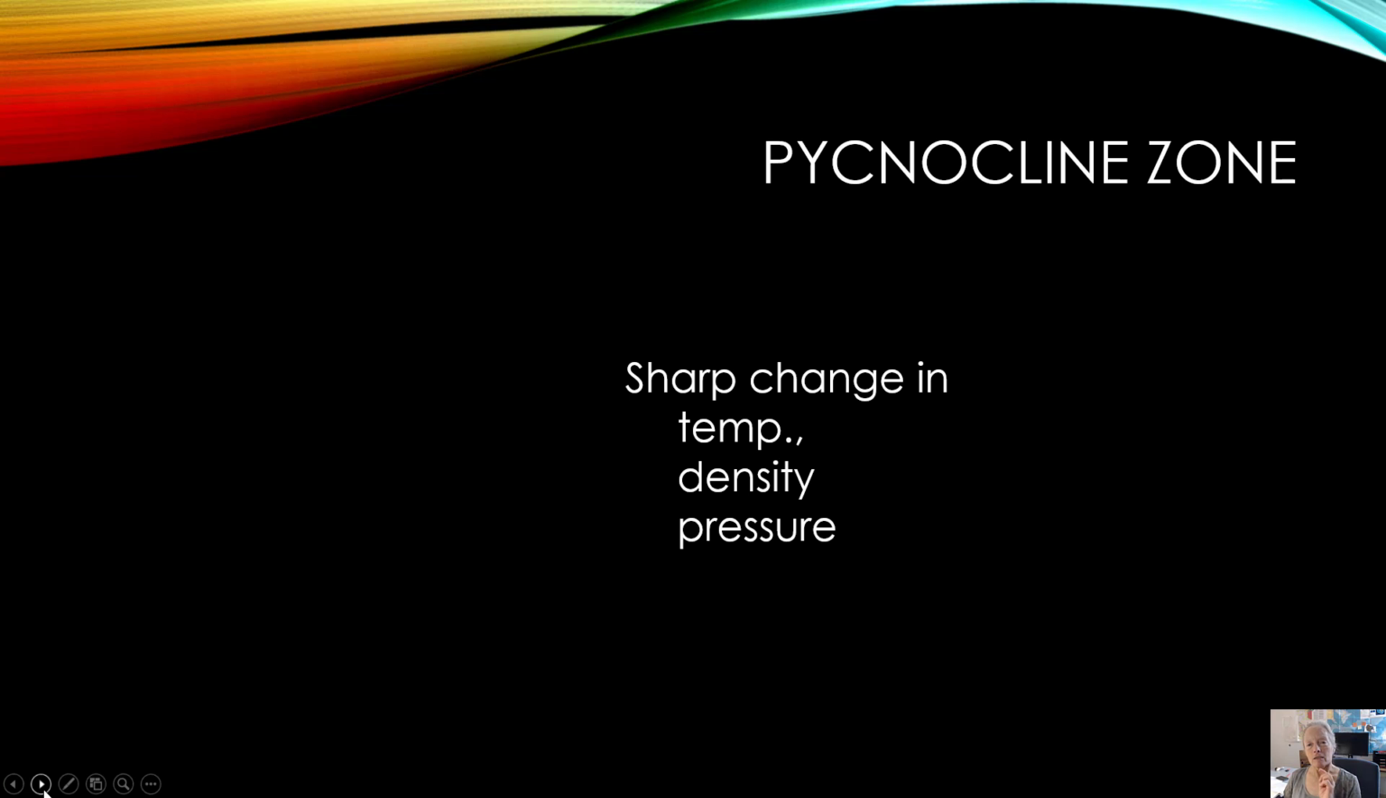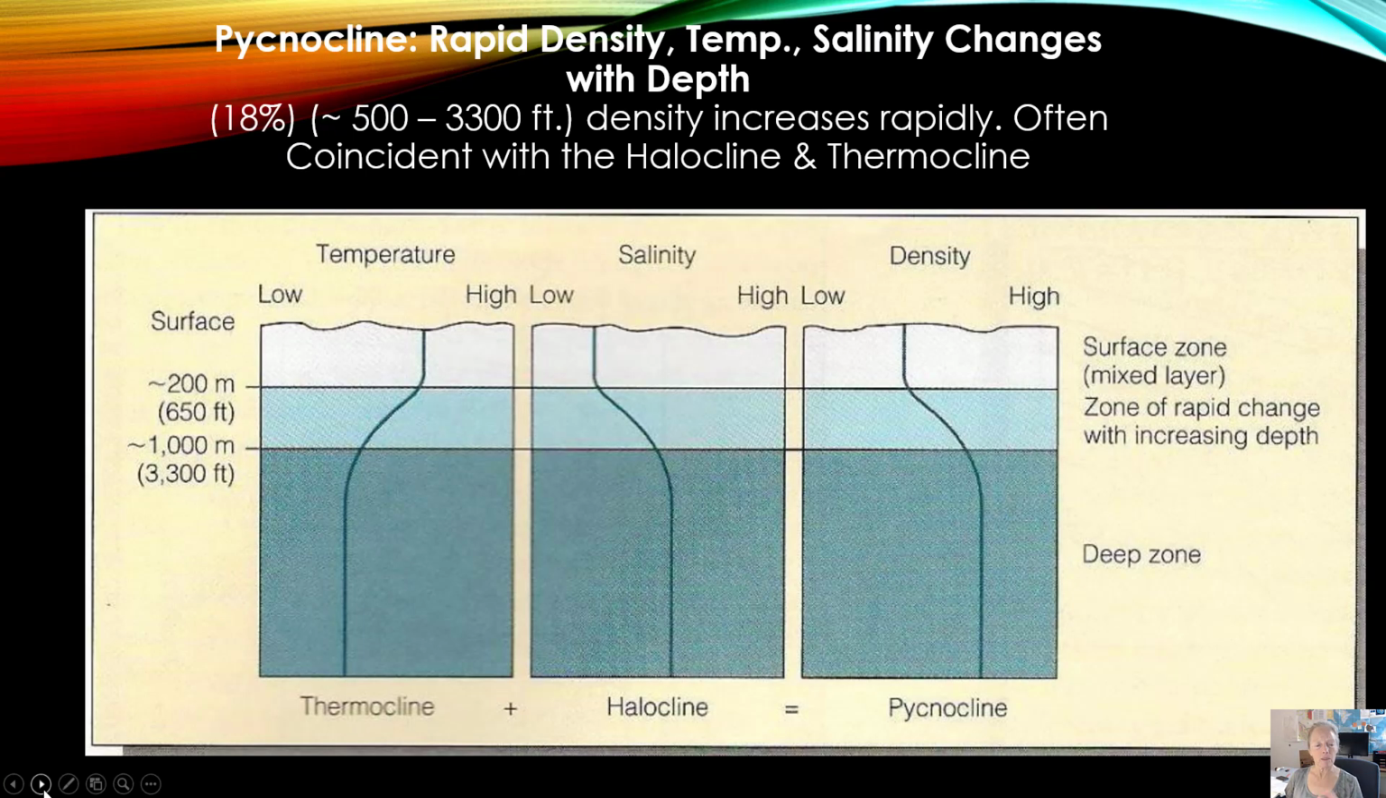We're going to talk today more about the pycnocline layer, that more middle layer, and that's because that's where the sharp changes in temperature and density and pressure happen. Now these pictures, some of these are in your book, so you don't have to write them down or anything like that. They're really good pictures. So we've got our three different layers here. So we're in the pycnocline. What we're seeing here, they're trying to show you that this white layer up here is the surface.